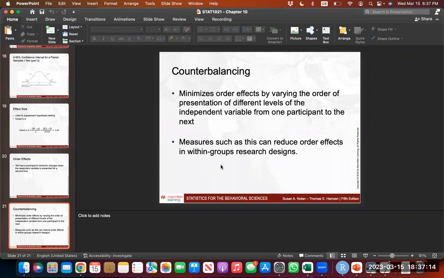The way you can counteract this is by taking 50% of your population that starts with the weight loss program and 50% that starts with the non-weight loss program, and then cross over respectively. If you randomize which participant starts with which period first, then you're counterbalancing. That's a randomized crossover design, one way of counterbalancing that is most intuitive. So order effect and counterbalancing were additional topics we discussed.